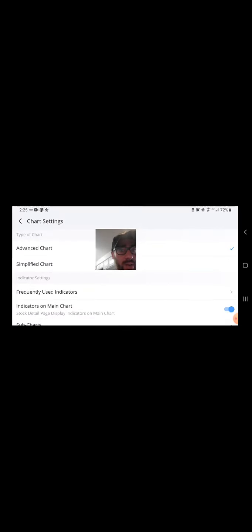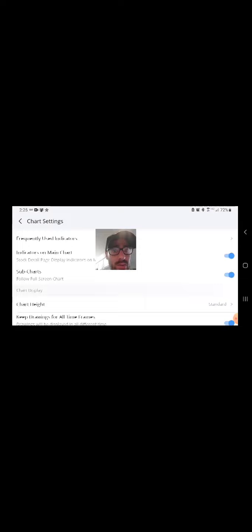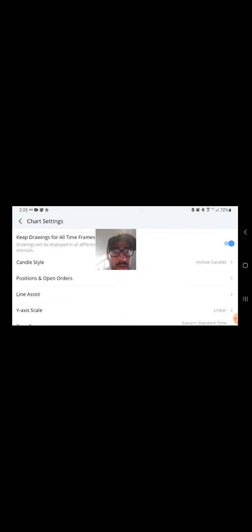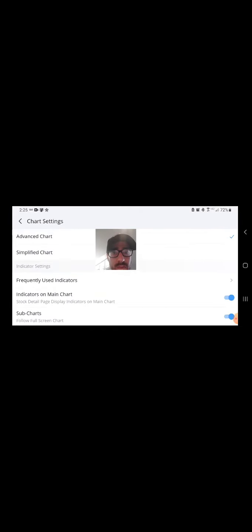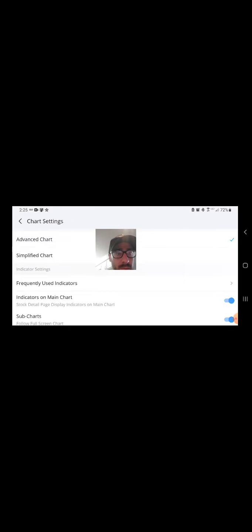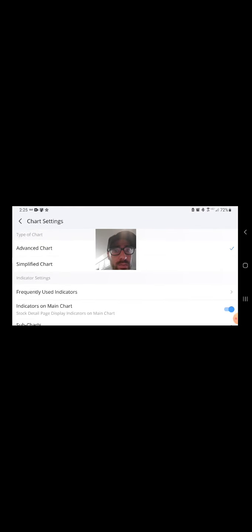I'm trying to remember exactly what I did to change those. Indicators on main chart. Advanced chart. So the settings are, oh, here they are. Okay, so right there.